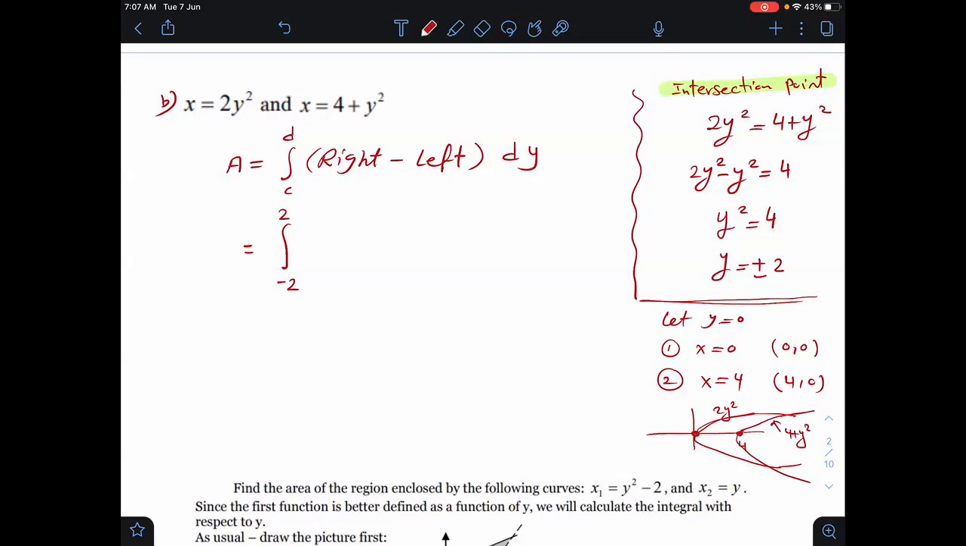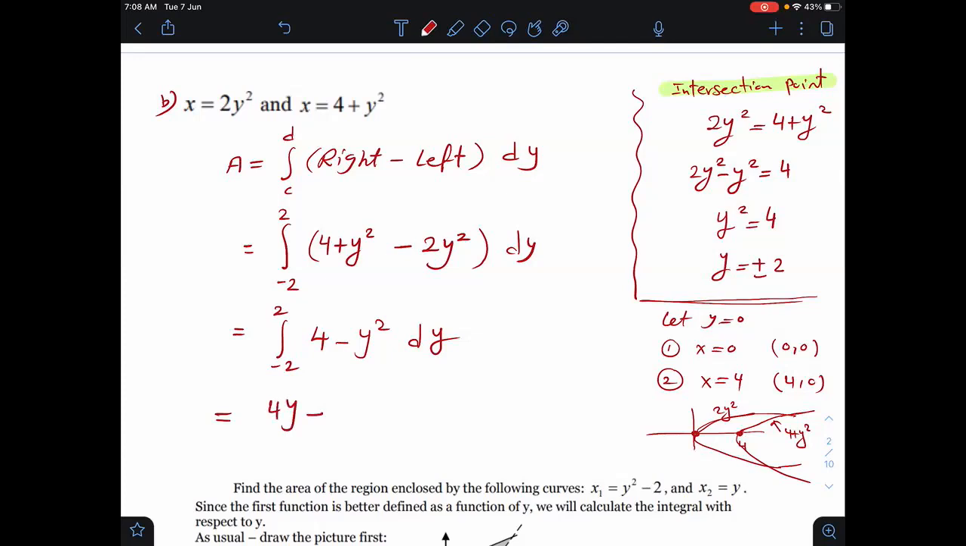Okay, and then right here, 4 plus y squared minus 2y squared dy, and then subtract the integral from negative 2 to 2 of 4 y squared minus 2y squared minus y squared dy, and then integrate. 4y minus 1/3 y cubed, by adding 1 to the power and dividing by the new power, and then substitute from negative 2 to 2.